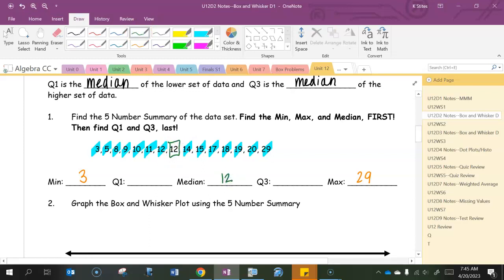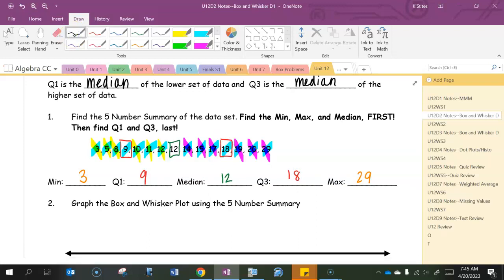Now I'm going to look at just this as a set of data and just this as a set of data, and find the median again. This will be our Q1 and Q3. I'm going to go back the other way. Notice I'm not using the median. The number in the middle is 9. That's Q1. On the other side, go back the other way, and the number in the middle is 18, and that's Q3.